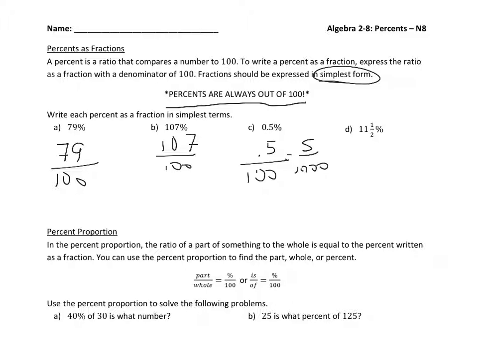Okay, 5 over 1,000, that definitely reduces. So that reduces to 1 over 200. Fraction, simplest terms, we're done.